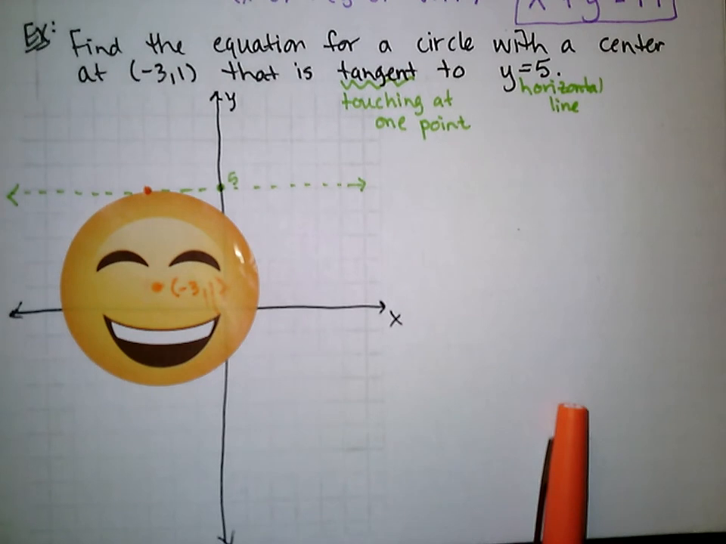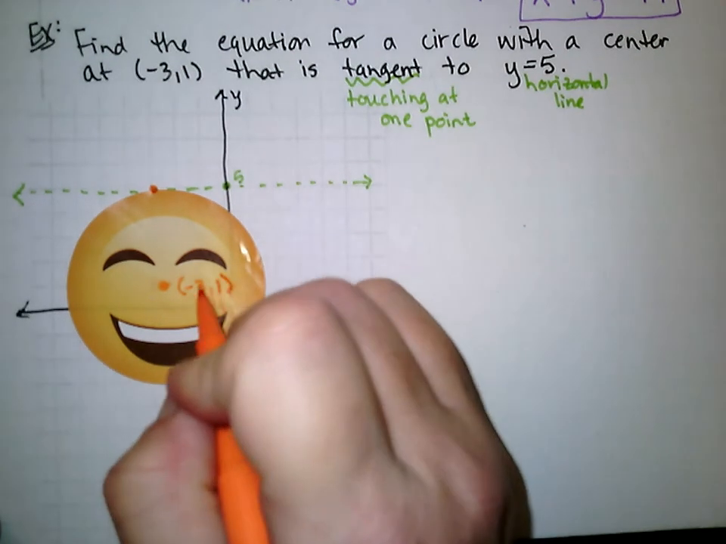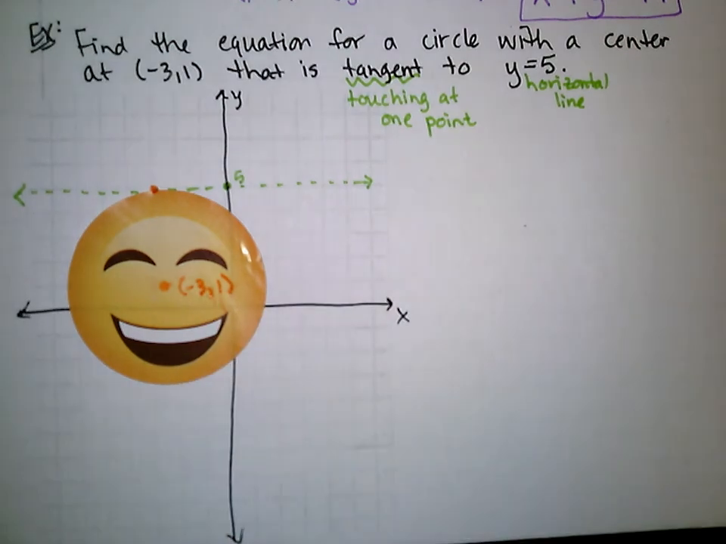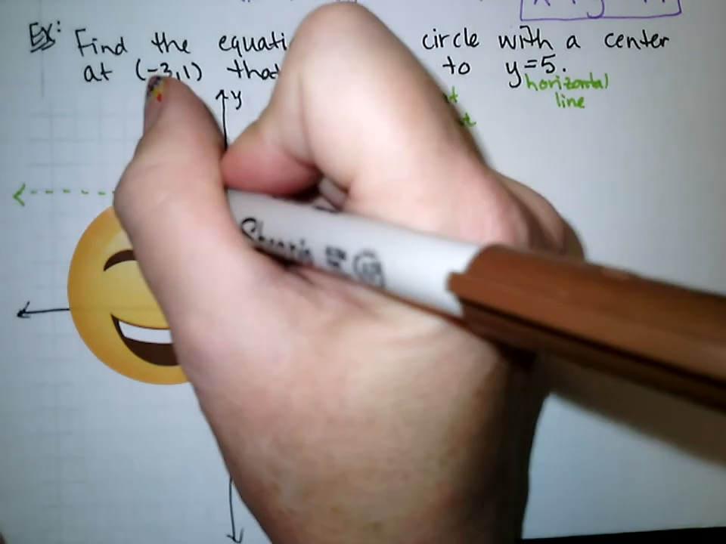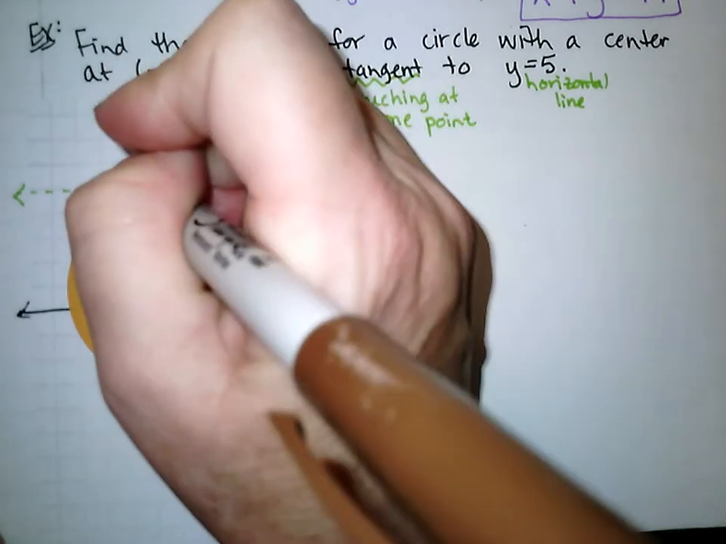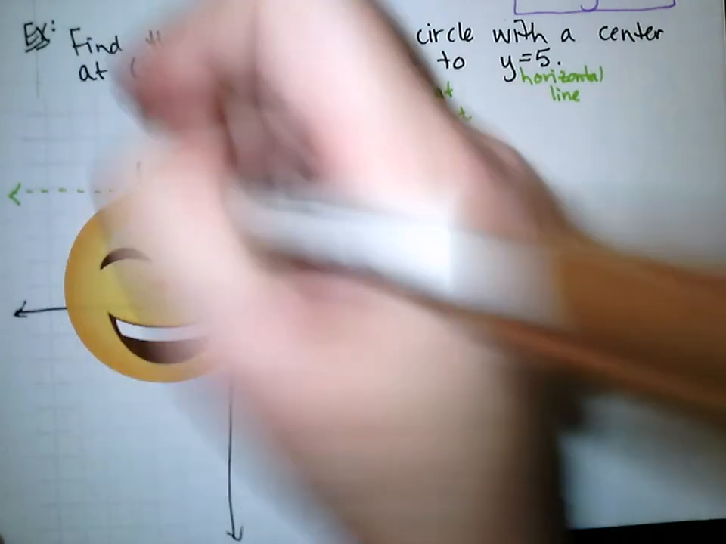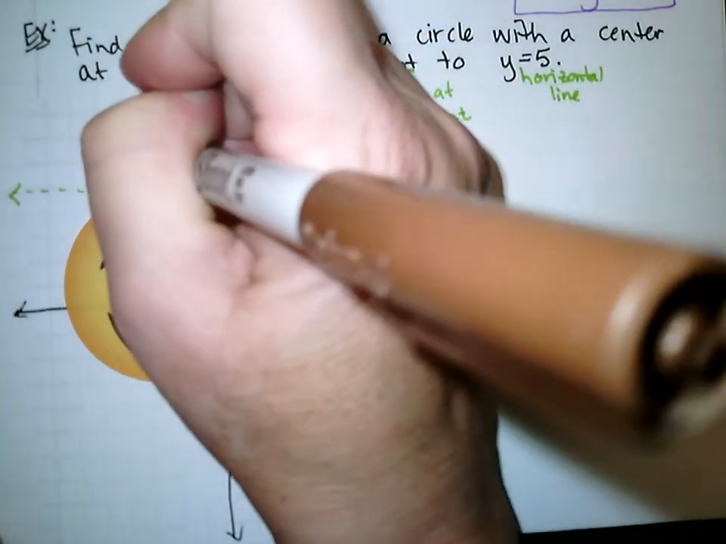So in order to be able to get the equation of our circle, remember that we need two things. We need to know where is the center, and we need to know what is the radius. So we can already know what the center is. The center is -3, 1. And remember that the radius goes from the center to any point that is on the circle. So this point right here that's on the circle, because it's tangent there, is going to be -3, 5.